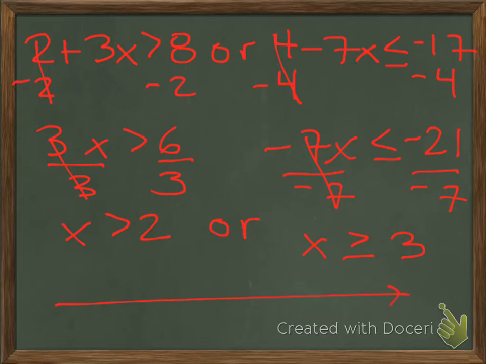These two are going to go the same direction, which is also fine for an or. Closed circle at 3, open circle at 2. They're both greater than, so they're going to unite.